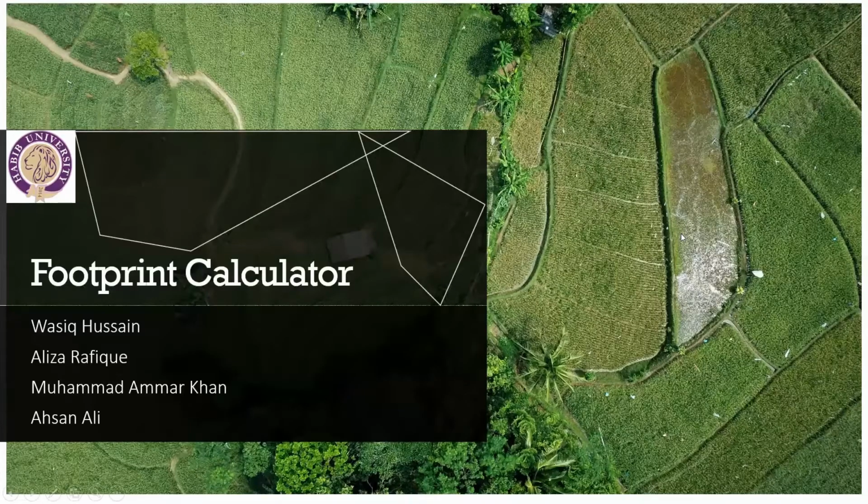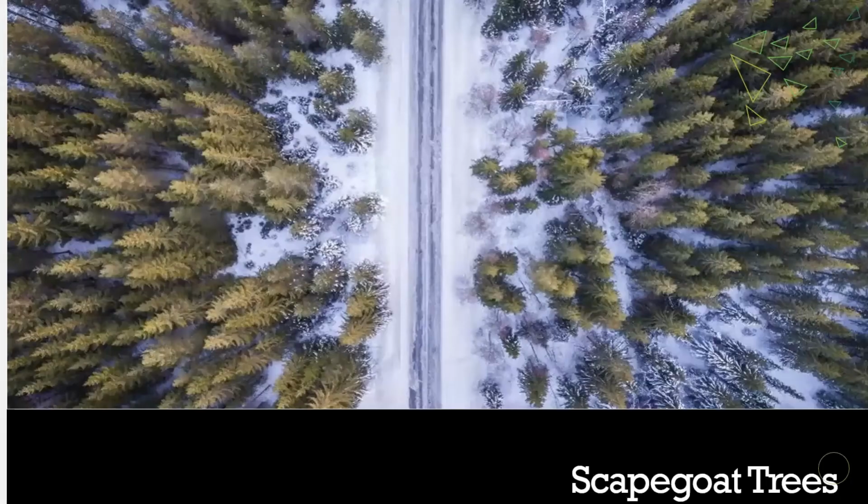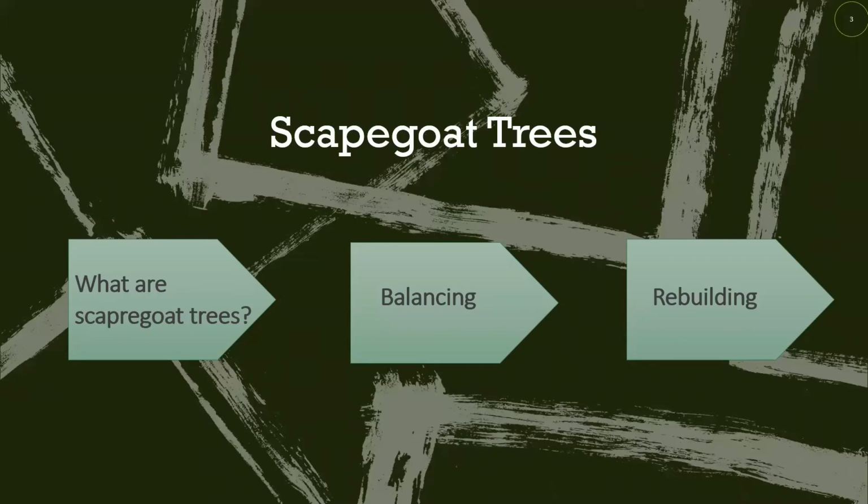Hello, our project title is Footprint Calculator and it's based on Scapegoat trees. The group members are I, Aliza Rafique, Wasiq Hussain, Muhammad Amar Khan, and Ahsan Ali. Let's start with understanding Scapegoat trees. These are the three components that we will discuss.